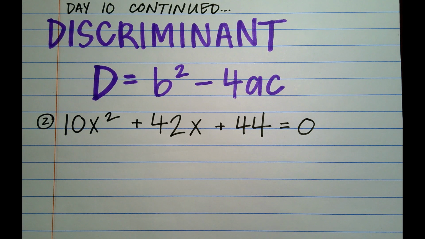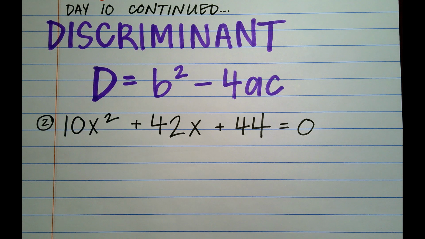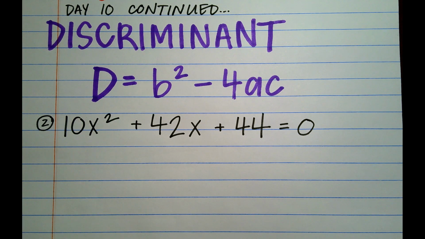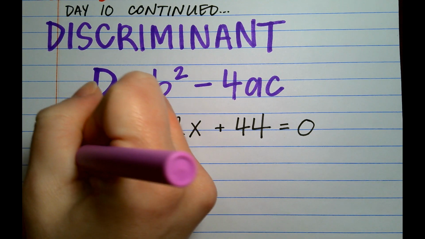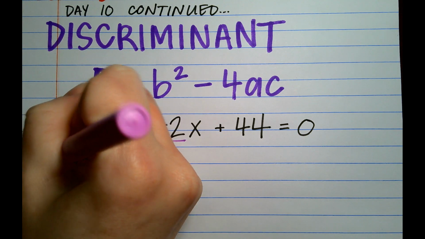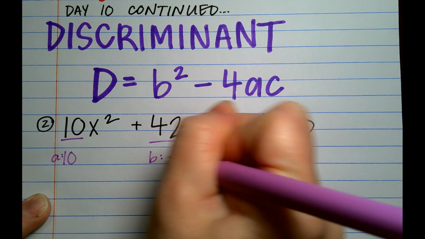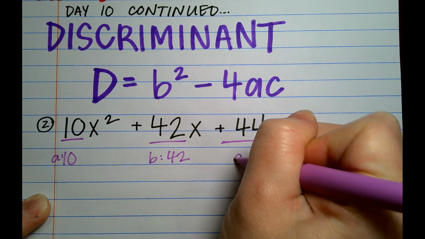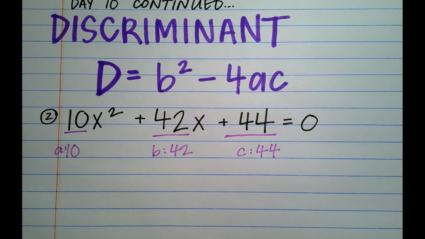So let's not solve this problem yet. Let's find the discriminant of this problem. We're going to take the same first steps. We want to identify the values of A, B, and C. What's my A? 10. What's my B? 42. What's my C? 44.